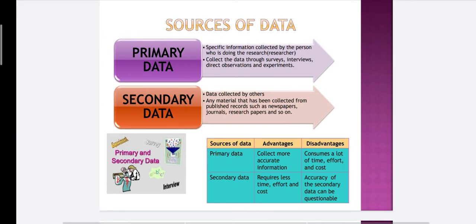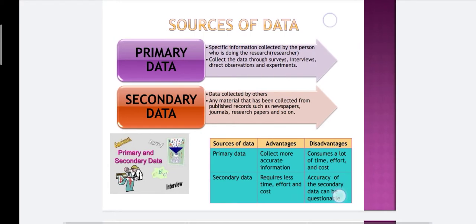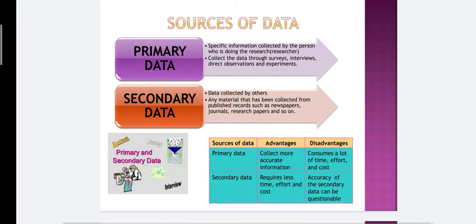Alright, so next slide adalah sources of data. So sources of data ada dua, sama ada primary data ataupun secondary data. So primary data adalah specific information collected by person who is doing the research. So maksudnya researcher tu sendiri will collect the data. Maksudnya the researcher will collect the data at the first hand. Raw data. So researcher akan dapat raw data, itu adalah primary data.